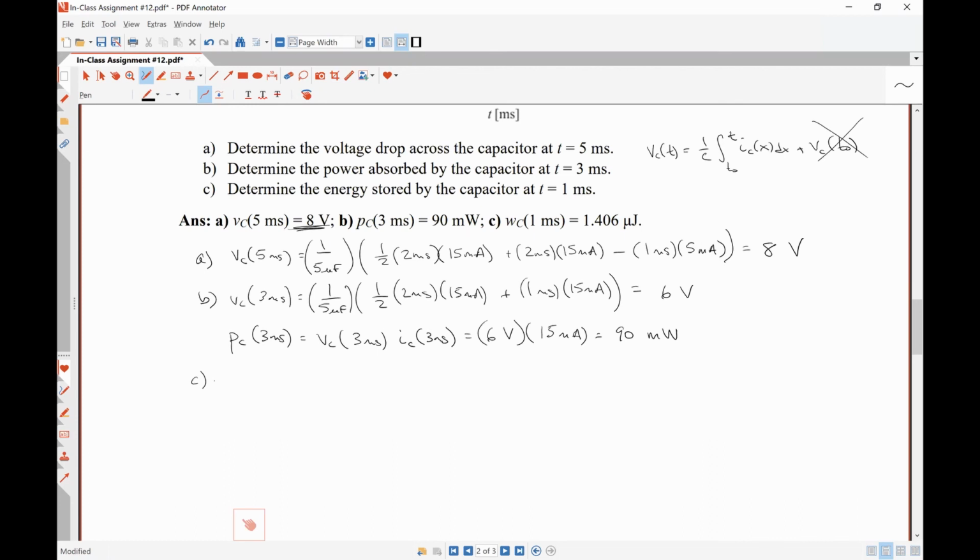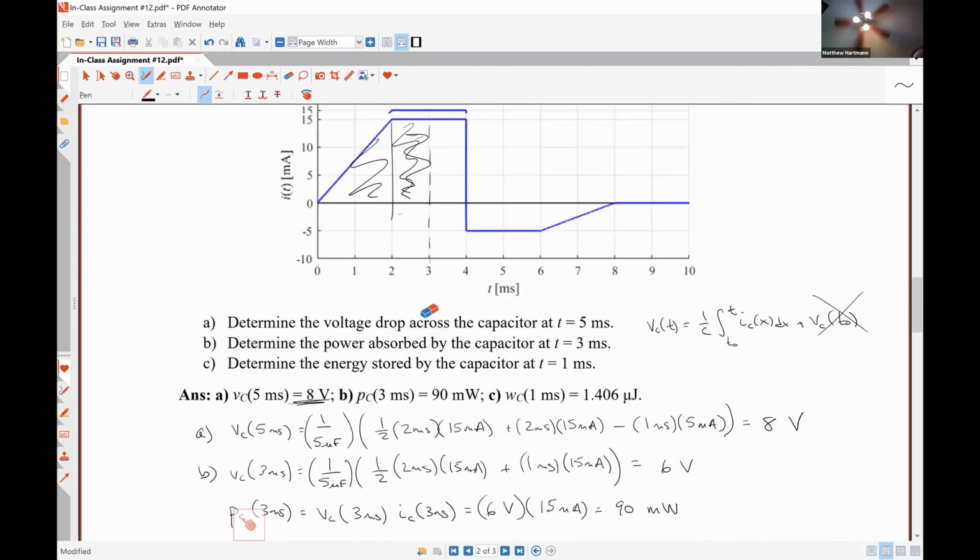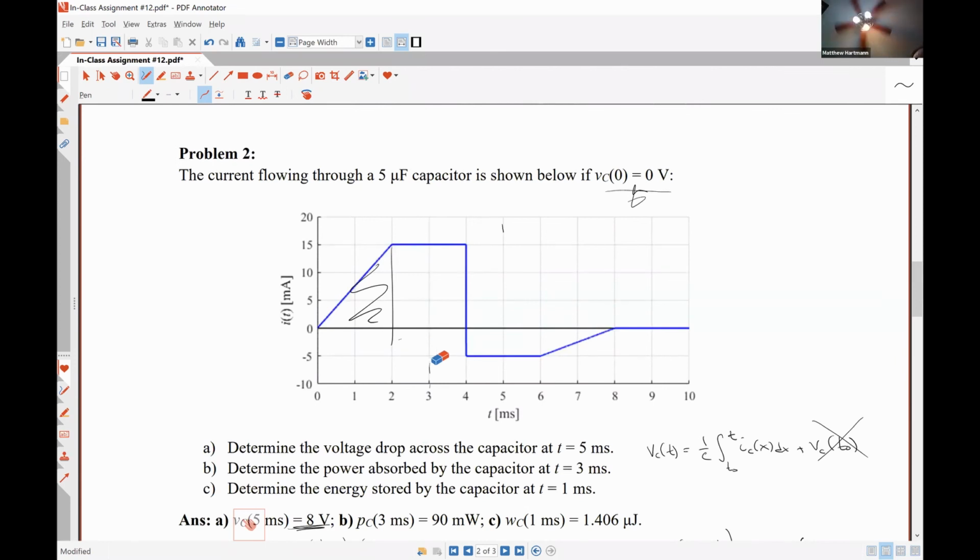Well, since it's asking for energy, we can just use that energy equation. All right. And then find the voltage at 1 millisecond, like we did in the previous problems. Okay, so the voltage at 1 millisecond. So what am I going to do? You're going to find the area under the curve at 1 millisecond. All right, so I want the area of this triangle then.